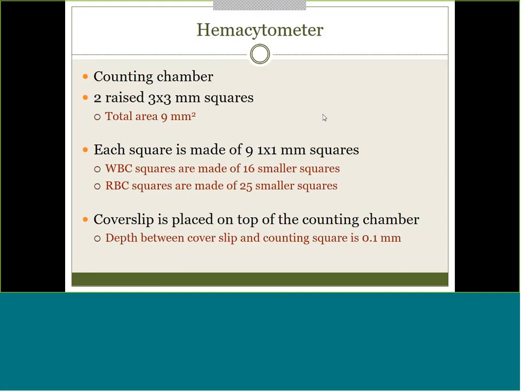And then because we're using the sample wet, there's no staining or anything on this. We're just putting the sample on and looking at it. We do need a cover slip, so you're always going to cover slip it. And there is a standard depth between the cover slip and the counting square, and that standard depth is 0.1 millimeters.